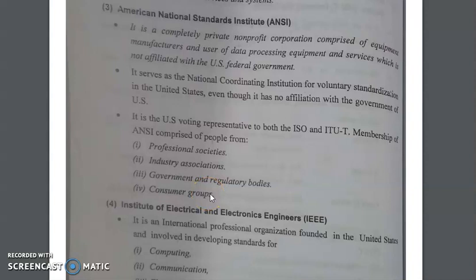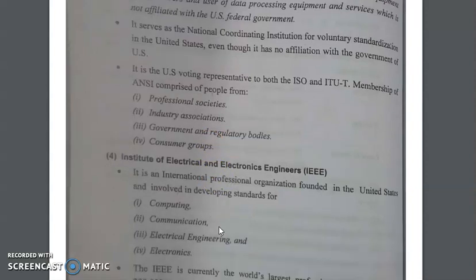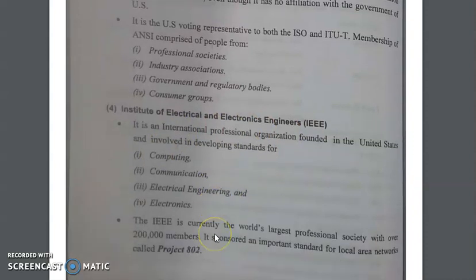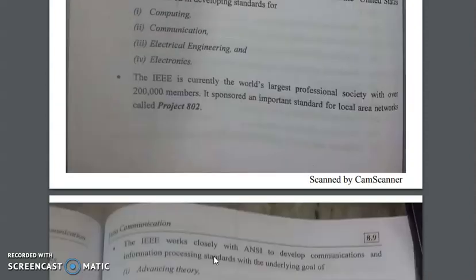Fourth one, IEEE, Institute of Electrical and Electronics Engineers. It is an international professional organization founded in the United States, and it is involved in developing standards for computing, communication, electrical engineering, and electronics. It sponsored an important standard for local area network called Project 802.